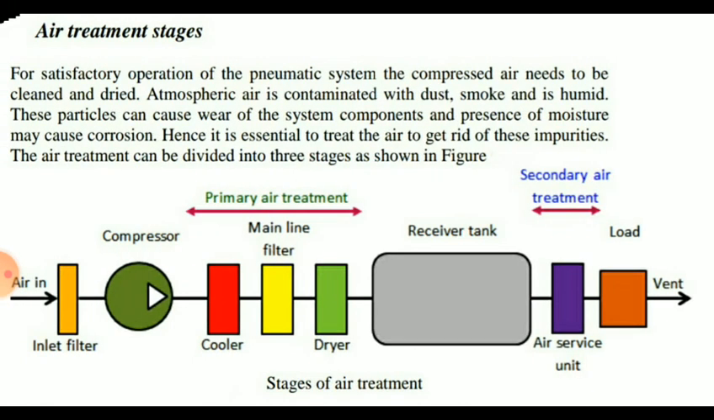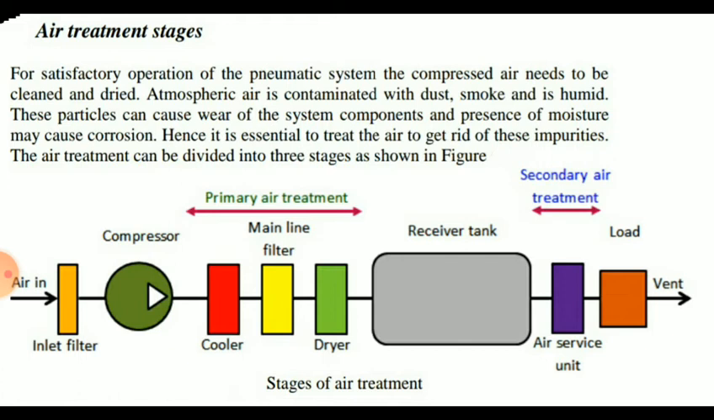So we will see the air treatment stages. This is a diagram of the stages of air treatment. You can see air in, then there is an inlet filter, then there is a compressor. After filtering, the air enters the compressor and is compressed. Then it is passed to the primary air treatment. It is passed to the cooler, then main line filter and dryer, and then it reaches the receiver tank. After that, the secondary air treatment is there, that is by the air service unit, and then it is applied to the load to carry out the work.